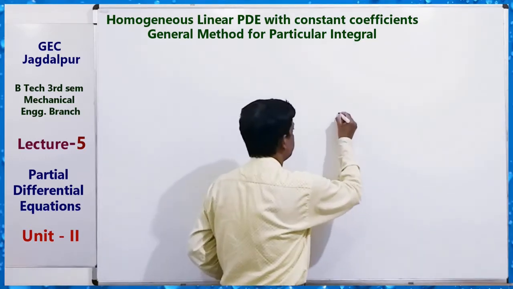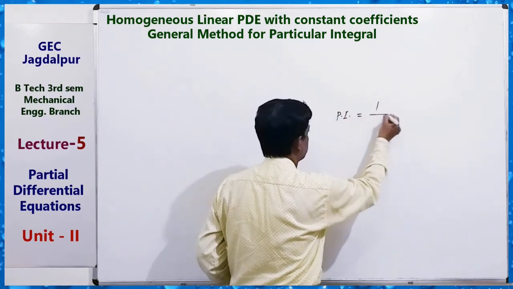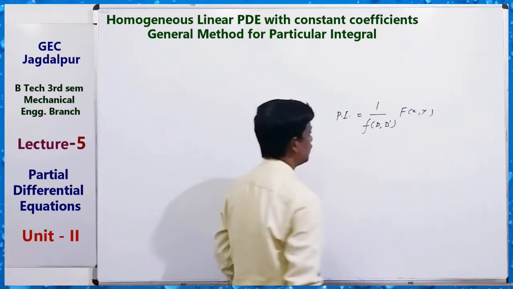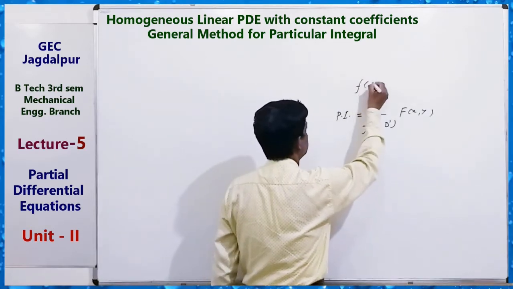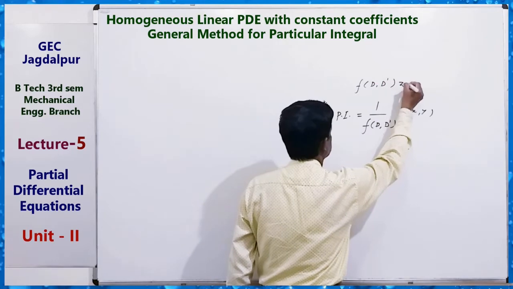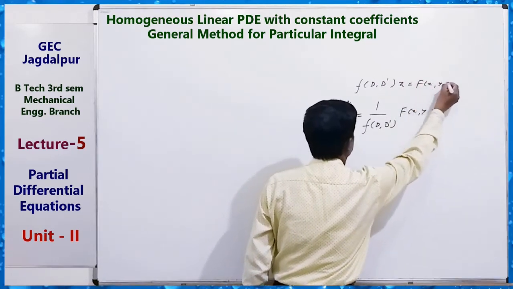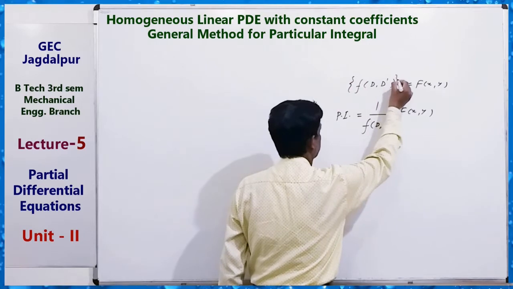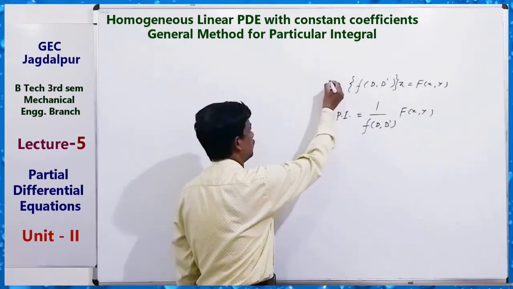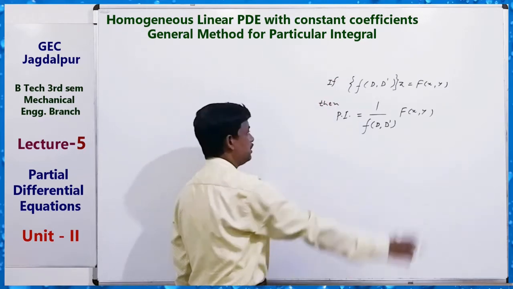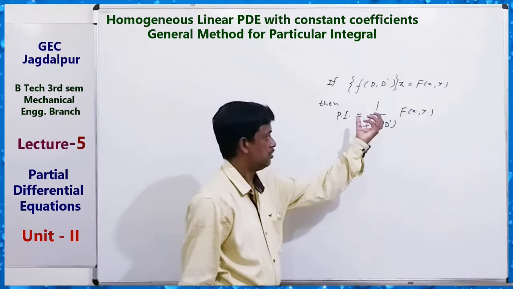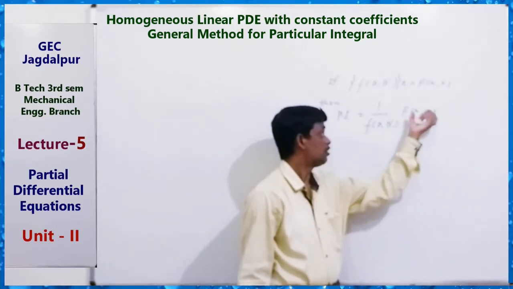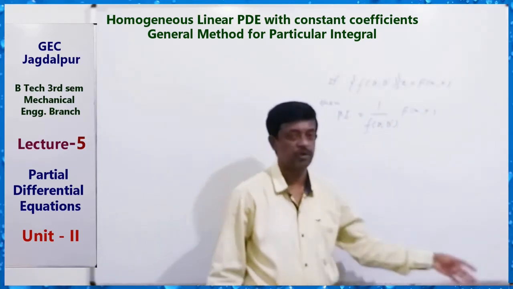PI equals 1 upon f(D, D') of f(x, y). Here f(D, D') z equals f(x, y) is our partial differential equation. If this, then PI equals this. Now, on the format of this f(D, D') and also the format of this f(x, y), we have some different types of formulas.